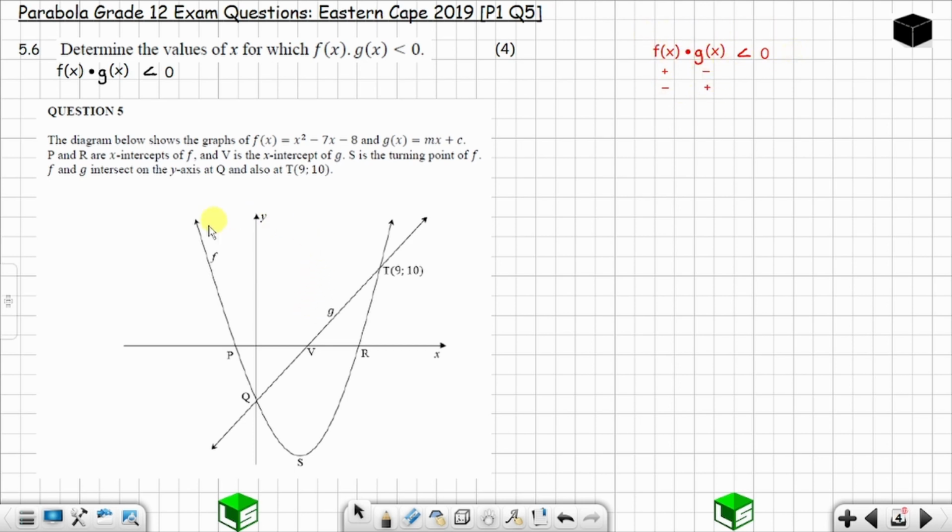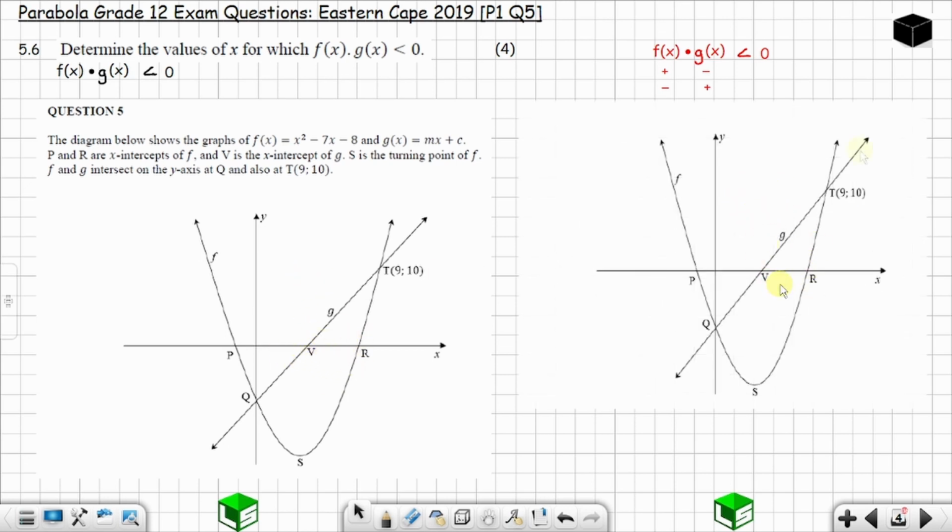So I'm going to use these graphs to show you how to get the answer. This is the graph that you are given. So you know that, let me close this.